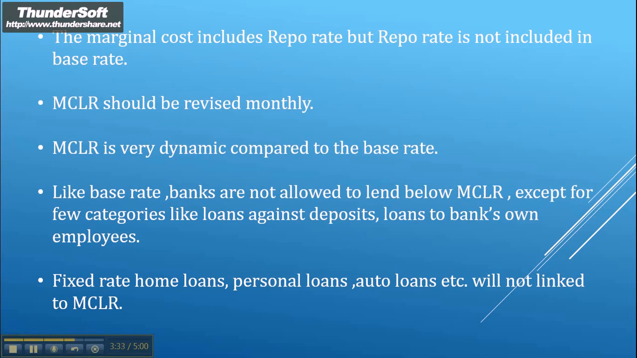Next, MCLR is revised monthly. MCLR is very dynamic compared to the base rate. Like the base rate, banks are not allowed to lend below MCLR, except for a few categories like loans against deposits, loans to banks' own employees, and fixed rate loans. Home loans, personal loans, and auto loans will not be linked with the MCLR rate. These are the exceptions.